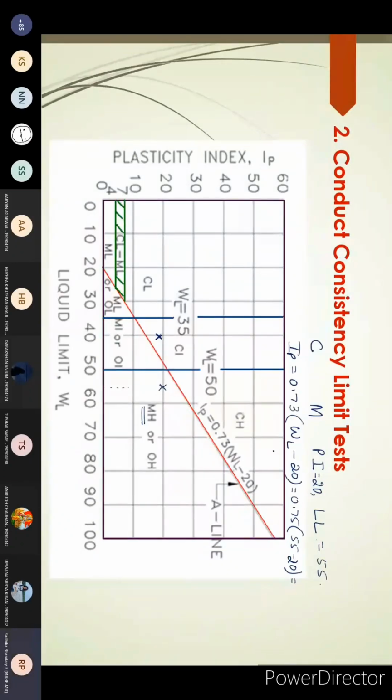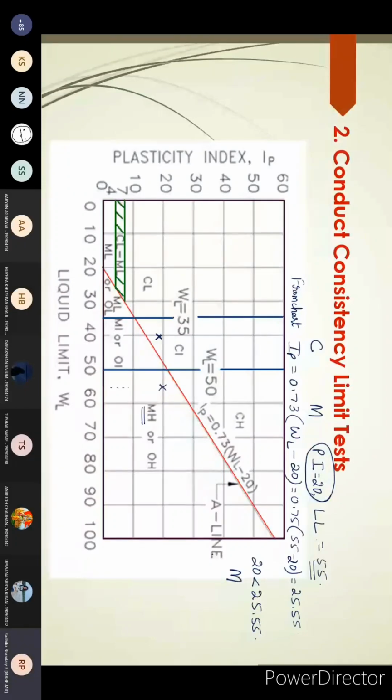25.55. Yes. Okay. So this is from the chart, okay? So from the chart, on the A line, IP for this particular liquid limit value is 25.55. So you can compare this with the PI of your sample. So here, 20 is less than 25.55, correct? Since it is lesser than that, it lies below the A line. So it will be M.